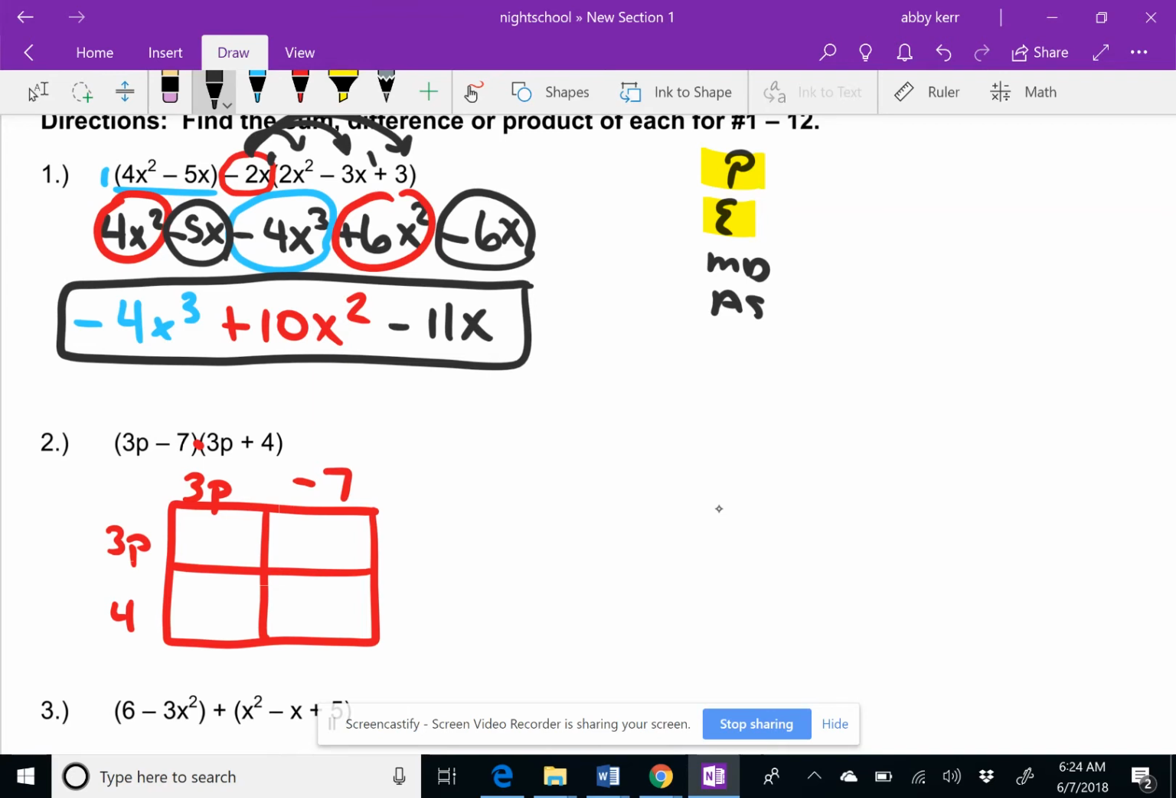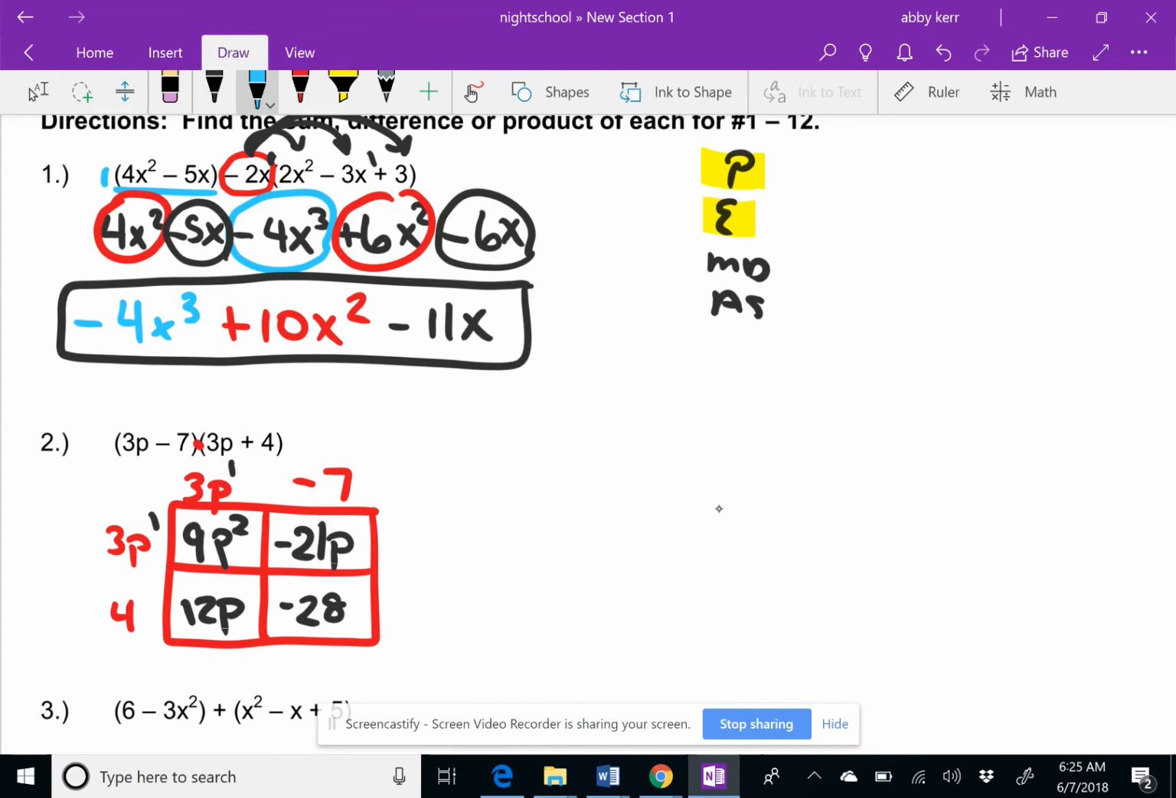So 3 times 3 gets you that 9. Once again, I recommend putting the exponents because p times p, you have to add the exponents. Then we have 3 times negative 7 is negative 21. And then I have that p to the first power. And then you can do the bottom row. 4 times 3p is 12p. And then negative 7 times 4 is negative 28.